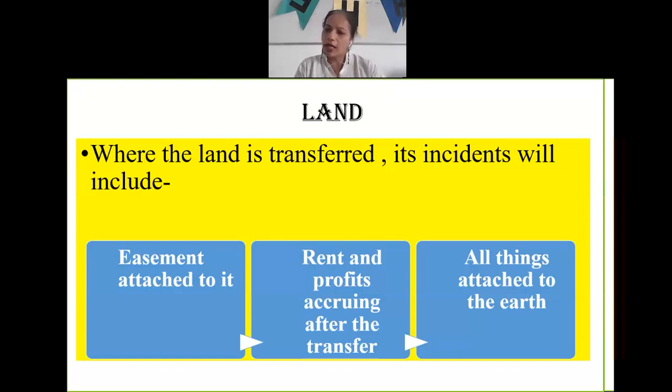But whenever we are transferring a land, then in that case, the rent and the profit occurring out of that particular transfer, the right of easement and all the other things attached to the earth lose their separate identity once they are covered under the head land. So whenever we are transferring a land from one person to another, all the things attached to it, the easement attached to it, the rent and the profit occurring after the transfer, and all the things attached to the earth would be considered a subject matter which would go as a legal incident along with the land from transferor to transferee.